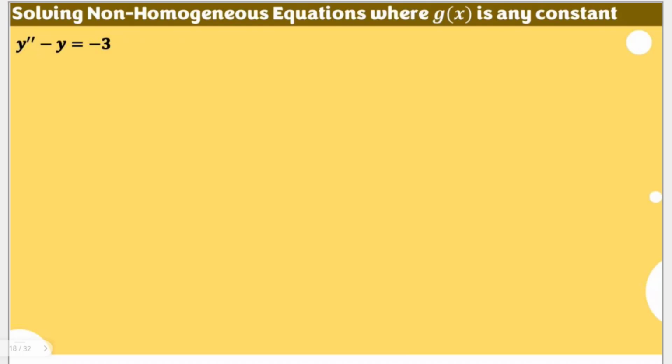This is an example of a non-homogeneous higher order equation. This is because we have here a certain value for our right hand side not equal to 0. Hence, this can be represented by any g of x. And since g of x is any constant, and as you return that on the right hand side, the given equation will no longer be homogeneous.